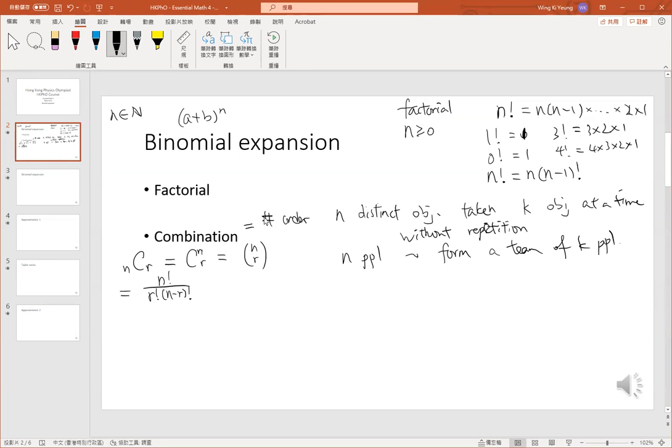And in this case, n should always be greater than or equal to r. And also r should be greater than or equal to 0. So r cannot be smaller than 0, and r cannot be larger than n. So this is how the combination is defined.